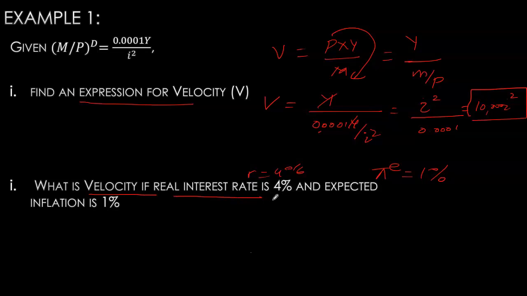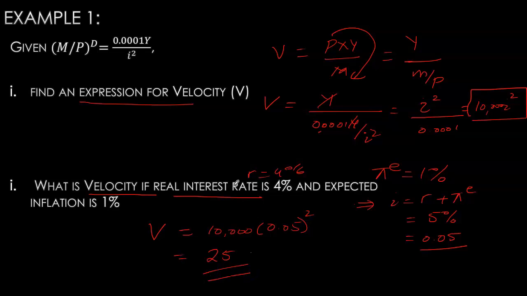Note over here that the real interest rate is 4% and my expectation of inflation is 1%. This information is asking you to use your understanding of the Fisher equation, which tells you nominal R is simply real R plus expectation of inflation. In this case, my nominal interest rate is therefore 5%. And remember, we are going to substitute always in terms of decimal points. So 5% is 0.05. Using my velocity function, I get my velocity of money supply as 25, which is quite close to what we actually get for velocity of M1. Velocity of M1 usually ranges anywhere between 10 to 20.